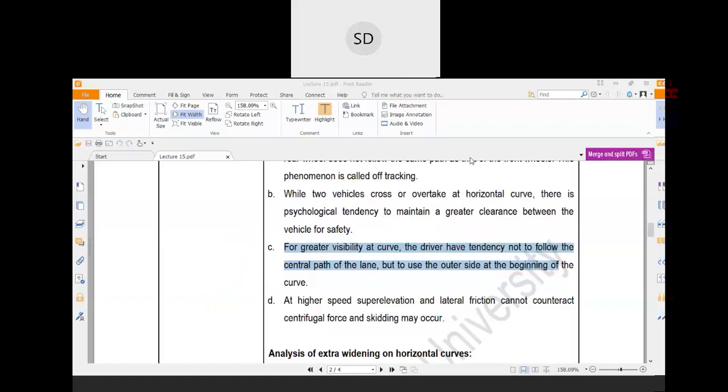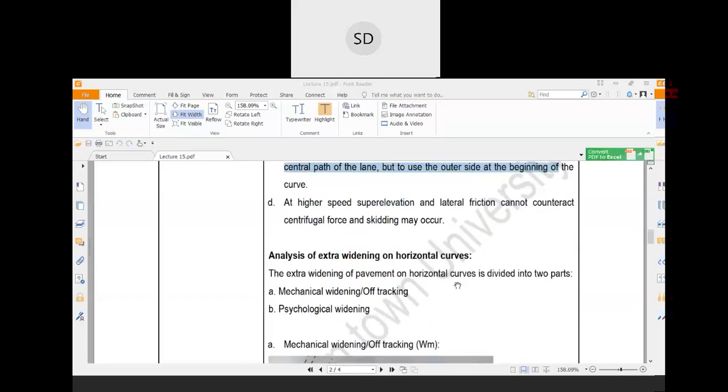Then at higher speed, super elevation and lateral friction cannot counteract the centrifugal force and skidding may occur. If lateral skidding occurs, the vehicle tire would get out of the designated path, and to accommodate this lateral skidding, you need to provide some extra widening. Now, if you go for the analysis of the extra widening, there are two types. One is mechanical widening or off-tracking, and another one is psychological widening.